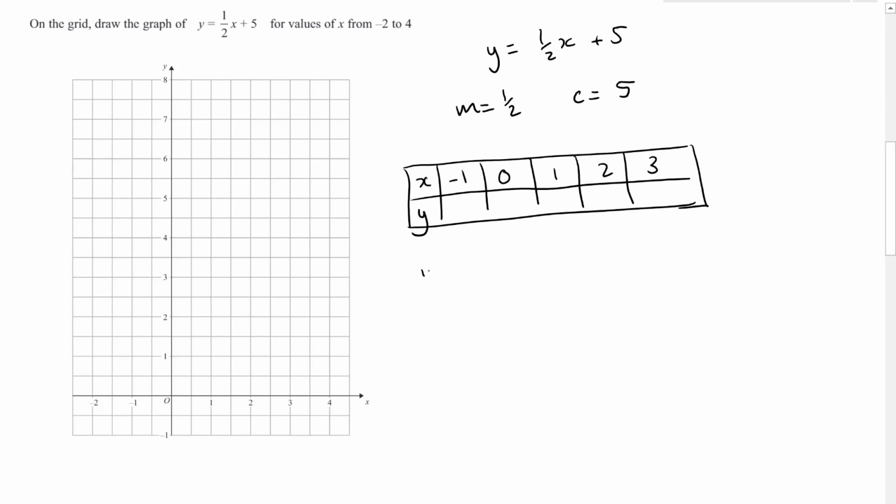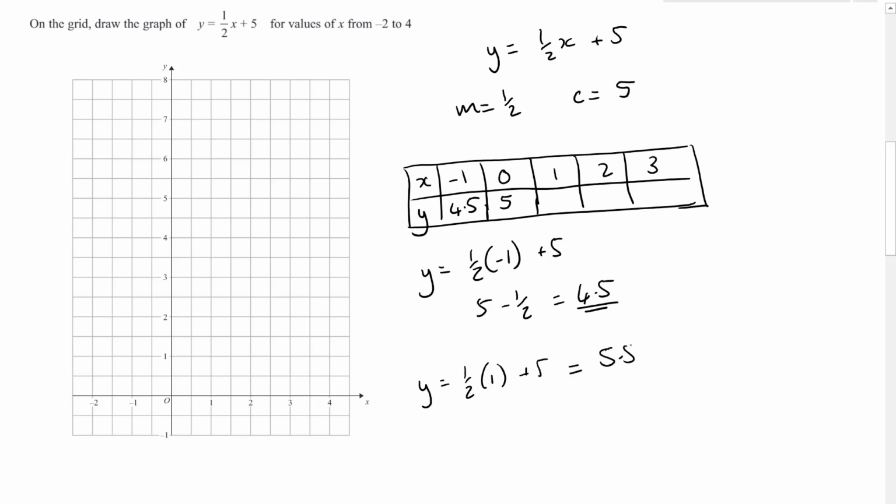So if we put y is equal to a half times -1 plus 5, this becomes 5 minus a half, which is 4.5. I'm going to write it as 4.5. And if we have 0, we already know it's going to be 5 because that's our y-intercept. If we put a 1 in there, we're going to get y is equal to a half times 1 plus 5, which is 5.5.